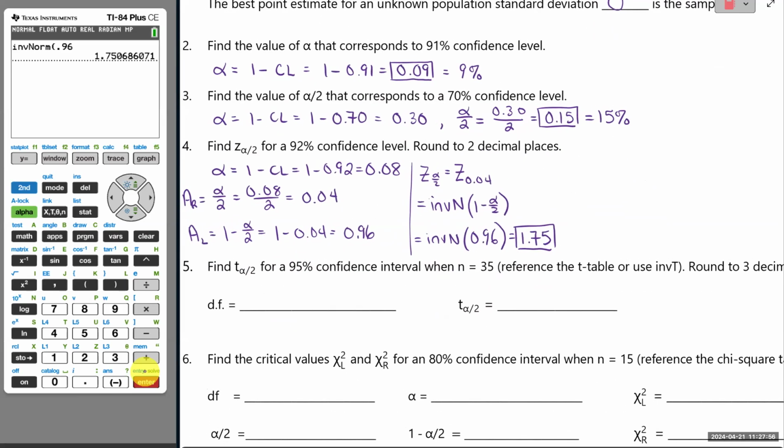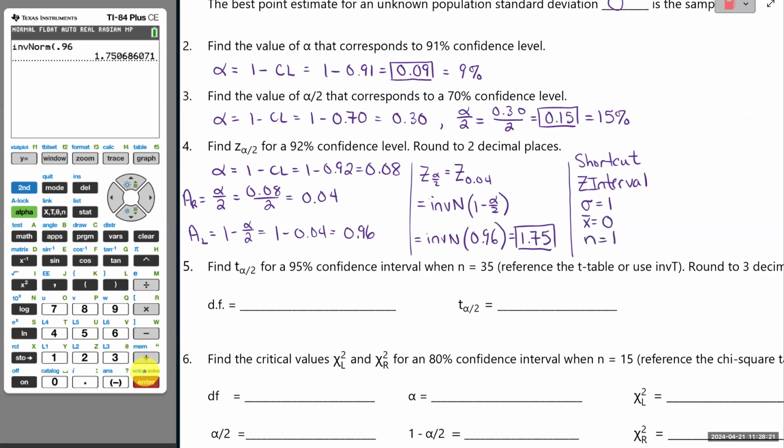All right, your other option there, if you would like, is to use what I call a shortcut for that process. And that would be using your Z interval, where we enter sigma equaling 1, x bar equals 0, and n equals 1. So let's just check that on the calculator.